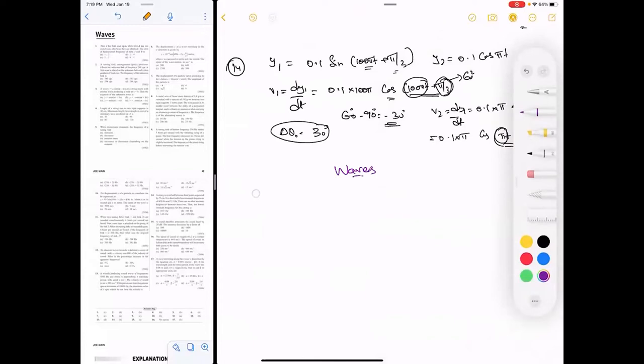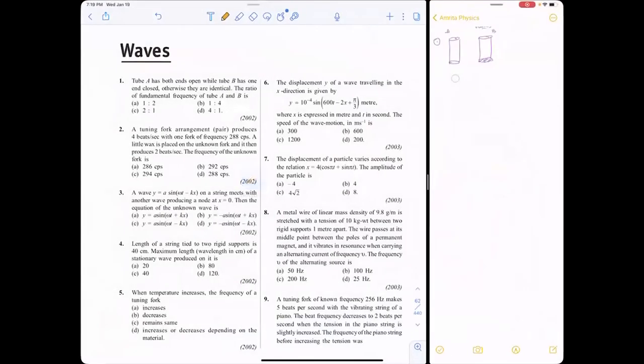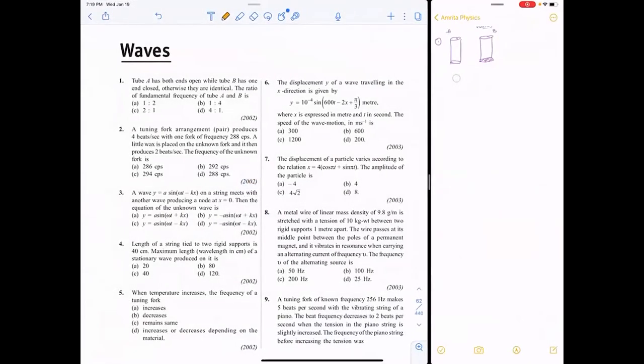Waves, question number one. So there is tube A, both sides open, and tube B, only one side open. This side is closed. Otherwise, they are identical, so same length. The ratio of the fundamental frequency of A to B. So fundamental frequency of both.